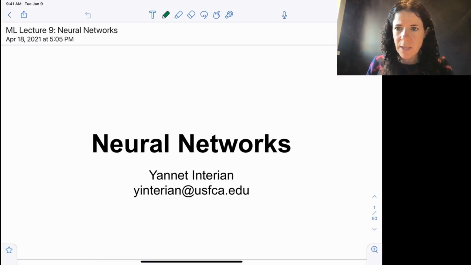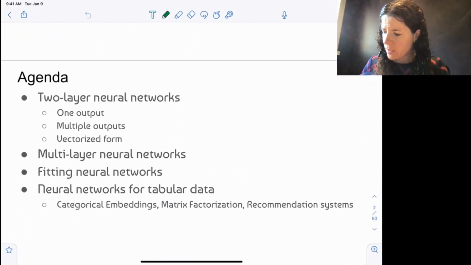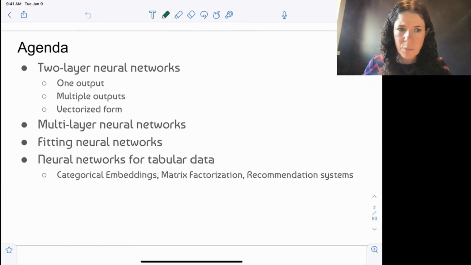Hi everyone, today we're going to keep talking about neural networks. In particular, we're going to talk about two-layer neural networks, multiple outputs, one output, vectorized form. We're going to talk about how to feed neural networks, and in a second video later on, we're going to talk about neural networks for tabular data.